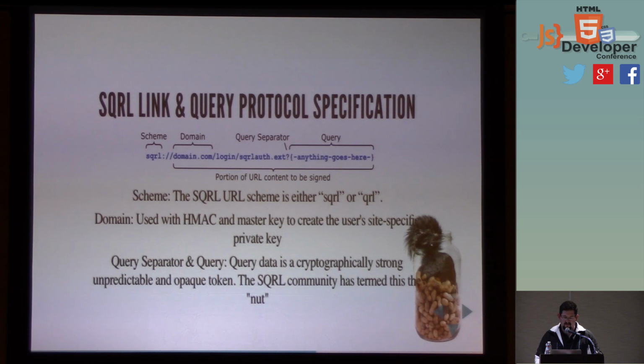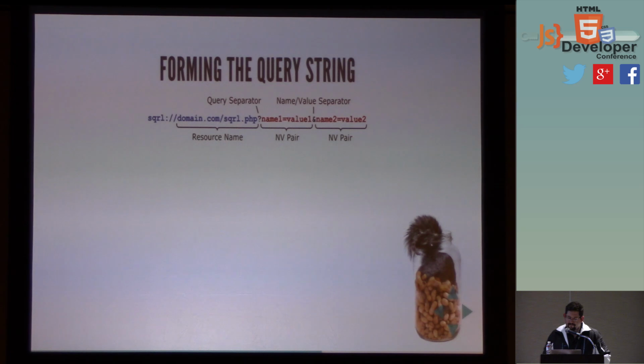The domain is the portion that you use with the HMAC function in order to create a public-private key pair. There is a query separator, and after the query is the cryptographic challenge that is used. Basically, it's not a session ID, but it's used to establish that the person who took the QR code is indeed the person who looked at the QR code.